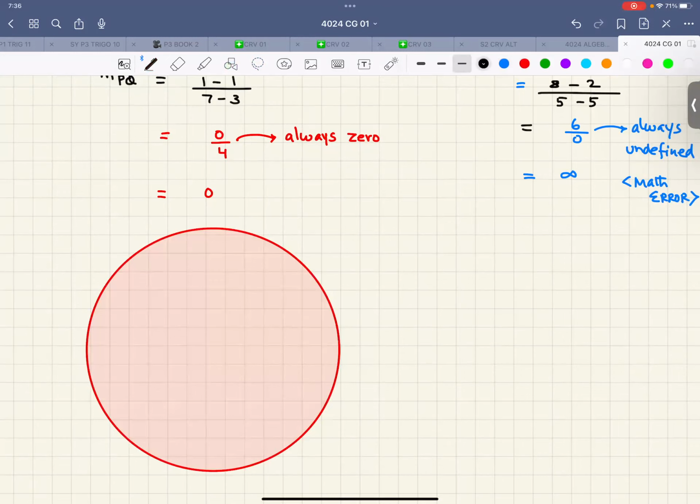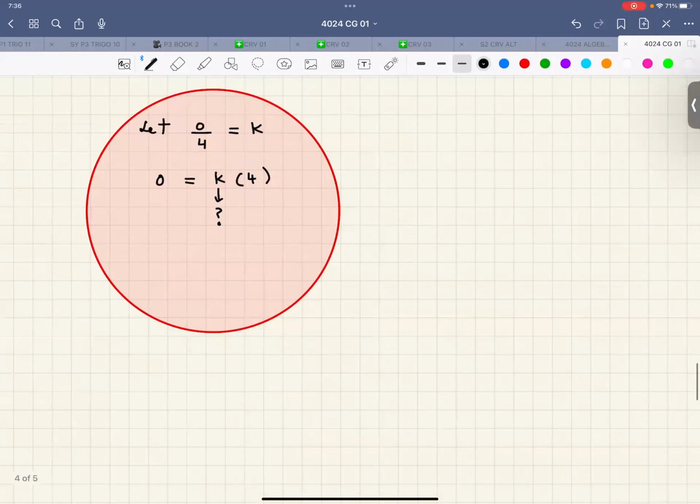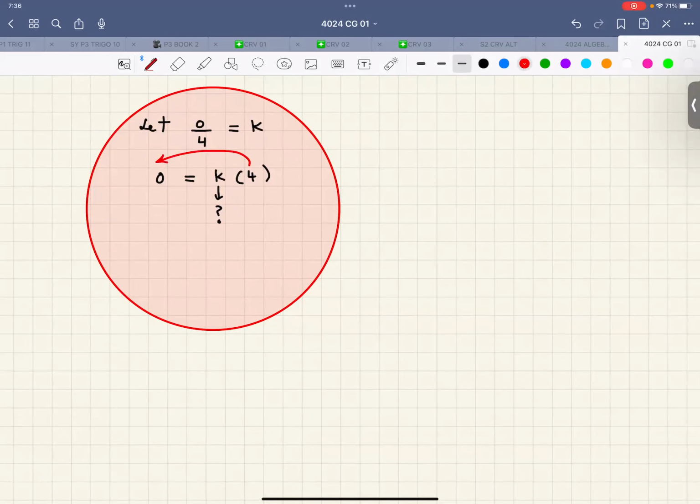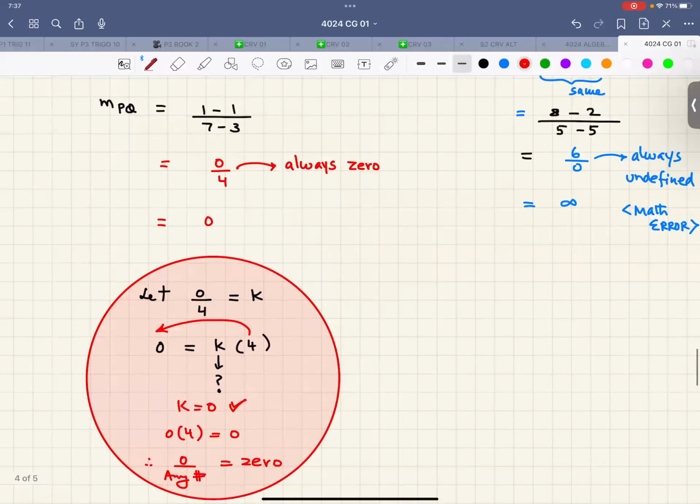Let 0 divided by 4 equal a constant k. Therefore, 0 is k times 4. Is there anything in the world that can make a 4 become 0? The answer is yes. If k is 0, 0 into 4 will make it 0. So the answer of k is 0. So therefore, 0 divided by any number is always 0. That is the first thing. That is the first logic.